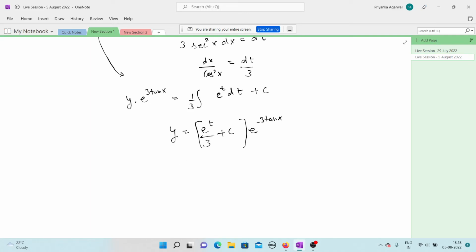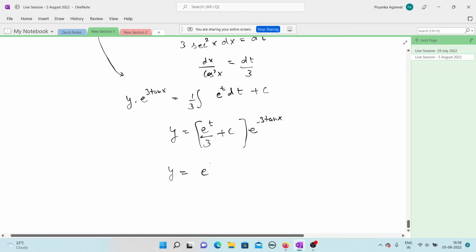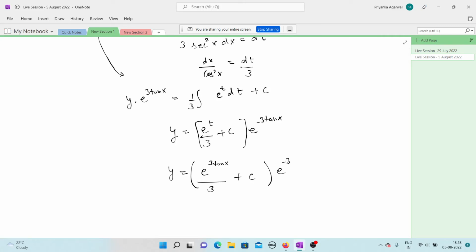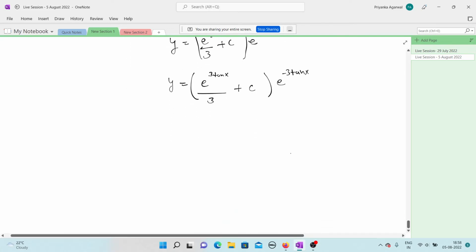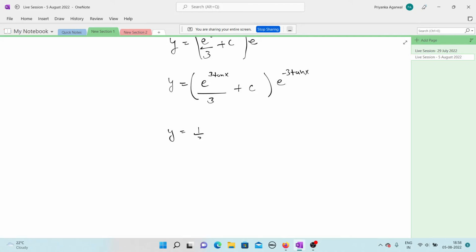Now we have to substitute back the value of t. So this will be e to the power 3 tan x over 3 plus c, into e to the power minus 3 tan x. Now y becomes 1/3 plus c e to the power minus 3 tan x.